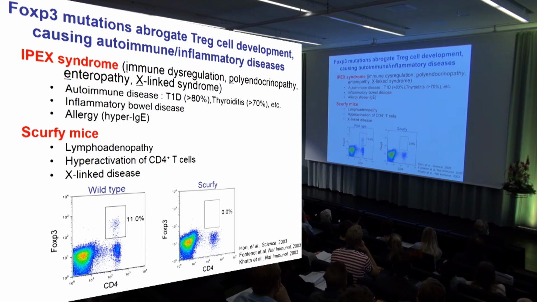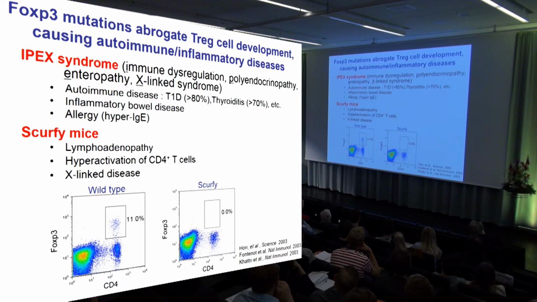And immediately it was found that this is responsible for a human disease called IPEX syndrome. IPEX means immune dysregulation, polyendocrinopathy, so the various autoimmune diseases in endocrine organs like type 1 diabetes, and enteropathy, inflammatory bowel disease, and the disease gene is on the X chromosome. More than 80% of patients develop type 1 diabetes within 3 years after birth, more than 70% thyroiditis and other autoimmunity. Almost 100% have inflammatory bowel disease, very severe diarrhea, and allergy.